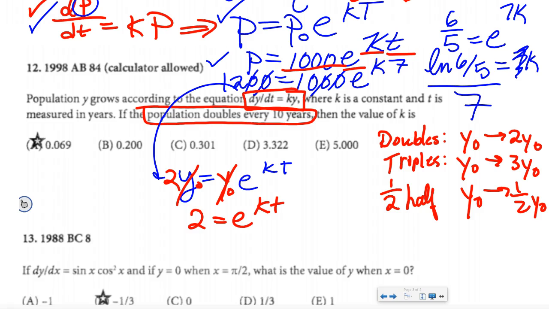Had it said tripled, that would have been a 3. Had it said half-life, that would have been a half. So it said it took 10 years to do that. So this is a 10. My goal was to figure out the value of K. Well, natural log both sides. I'd get ln2 is equal to 10K. ln e to the stuff is the stuff. And all I do is divide by 10.